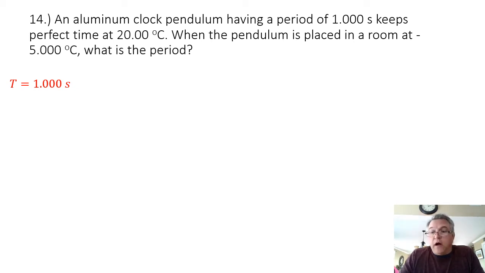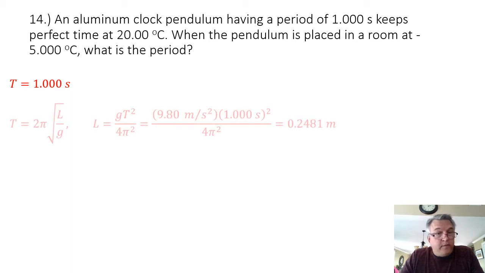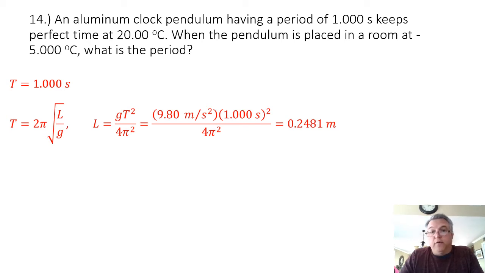So in order to find out how much the pendulum contracts, I need to find the length of the pendulum when it's at 20 degrees Celsius, keeping perfect time. And to do that, I'm going to use my pendulum formula. Solving that for length will give me L equals g times T squared divided by 4 pi squared. I plug in my period of 1.000 seconds, and I'm going to get a length for the pendulum of 0.2481 meters, keeping everything to 4 significant figures.